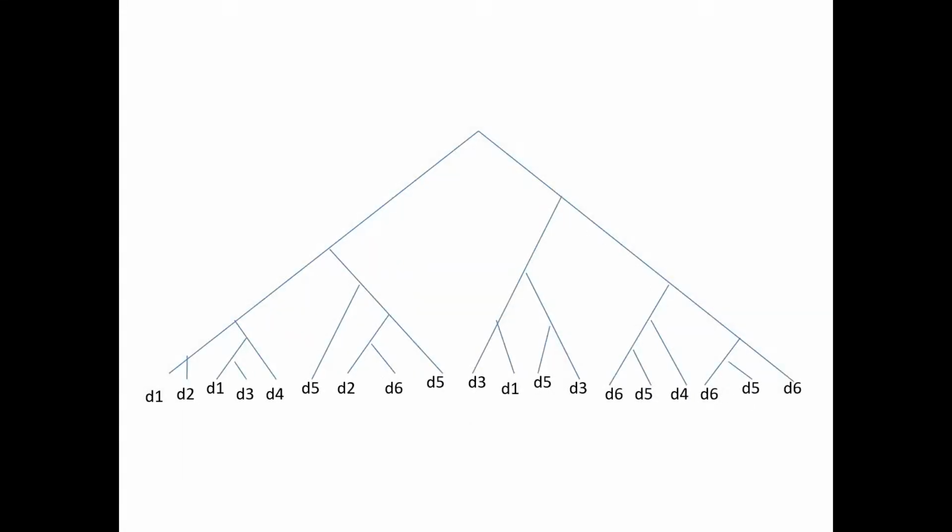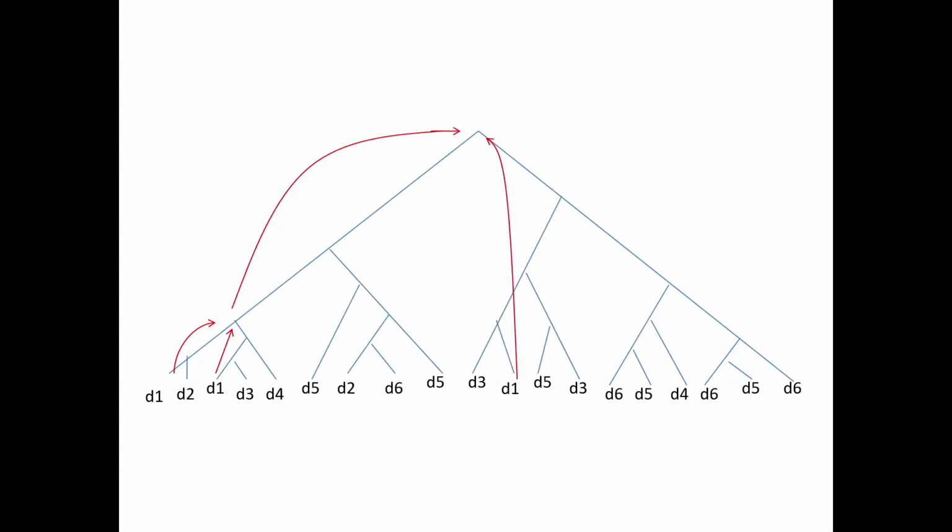So you look at the tree, and each of these leaves of this tree have labels, right? It's which document they belong to. So now what we do is we go document by document. So let's say we go to D1.